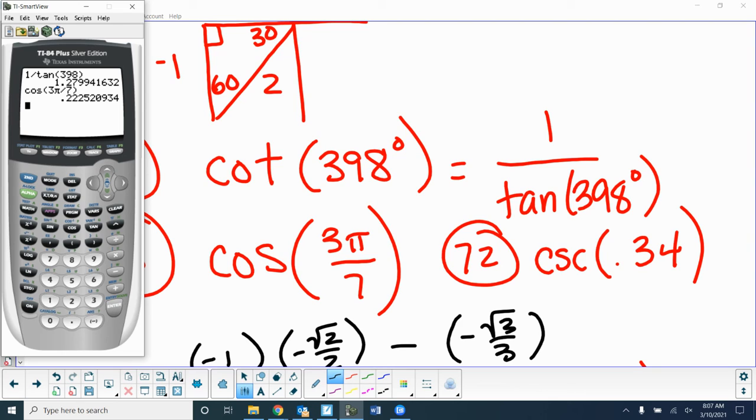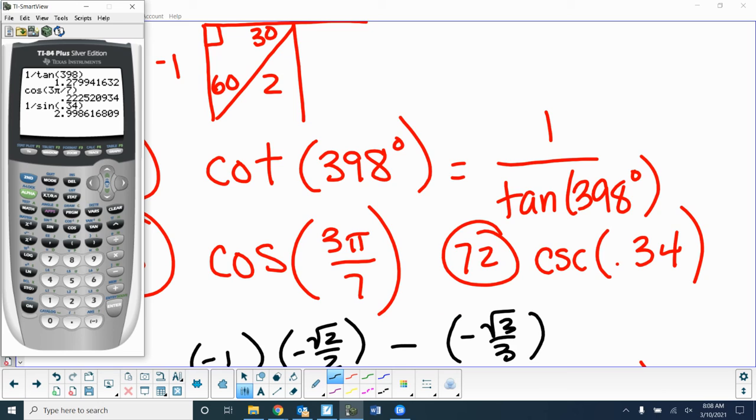All right, 72, cosecant is 1 over the sine. It's 0.34, so keep it in radians. All right, so you do 1 over the sine of 0.34. 1 divided by sine 0.34. 2.99862. Okay? Questions? You won't have any of those on the quiz, though. I didn't give you anything like that.